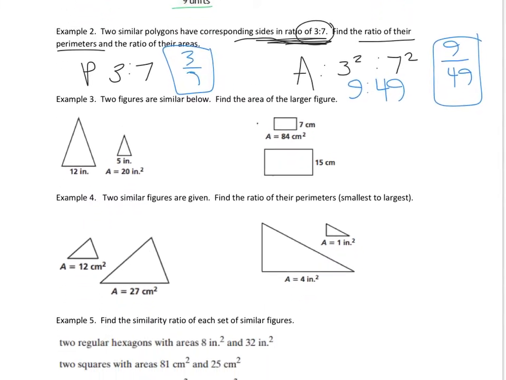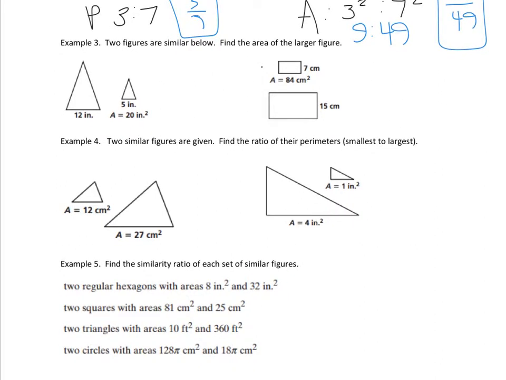Okay, so now we're going to use this to find missing areas. So two figures are similar below. Find the area of the larger figure. So first what we need to do is find the similarity ratio. 12/5 is a similarity ratio, which means that the area ratio is 12 squared over 5 squared.